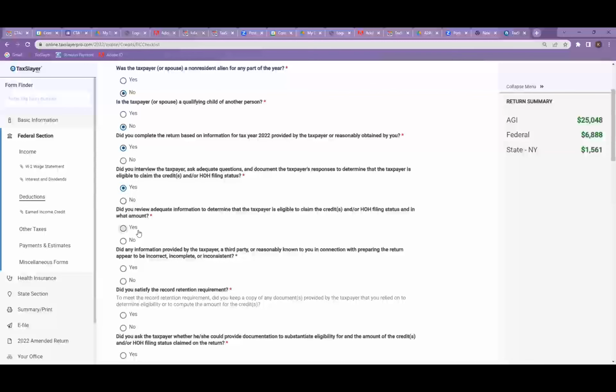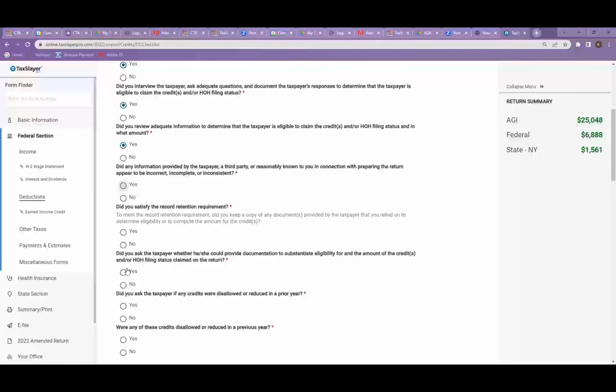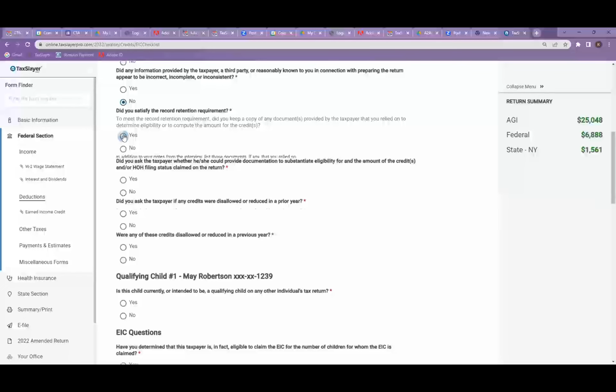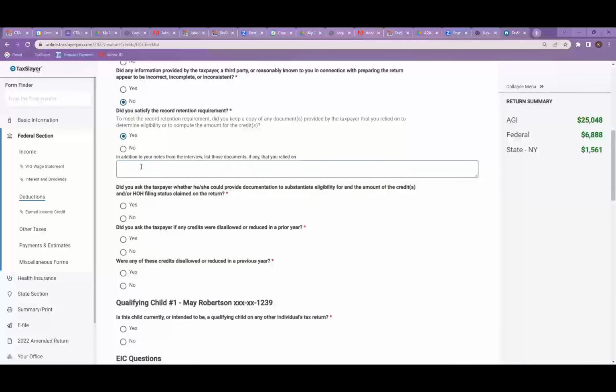That is answering that question. The answer is yes. Did you review adequate information to determine? Yes. Scroll down. Did any information provided by the taxpayer in connection appear to be incorrect, incomplete, or inconsistent? Again, based on your interview, do you think you have everything to answer and prepare the return? The answer is no. We don't believe it's incorrect or inconsistent or incomplete. All right. To satisfy the retention requirement, the answer is yes. We're making copies of all the information the taxpayer has given us. The checklist is also evidence that we've done our work.